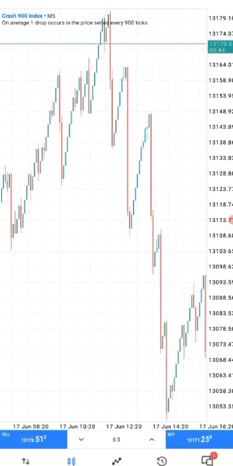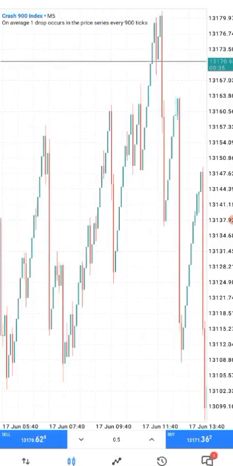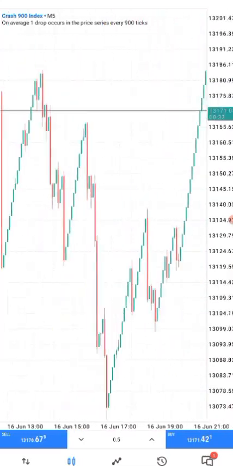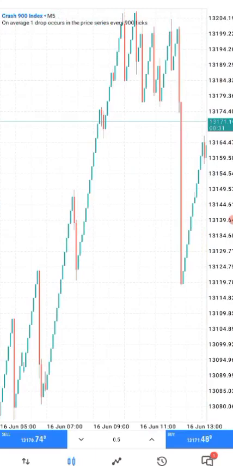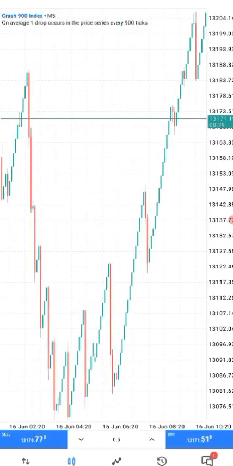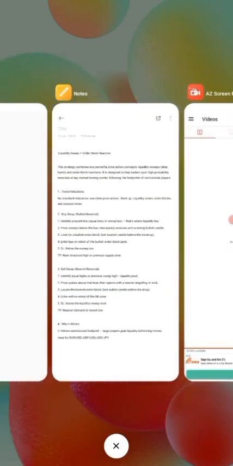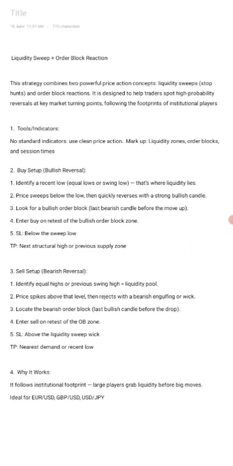You can use any time frame. If it is on synthetic indices, I would choose to use my 5 minutes and 15 minutes time frame, while for currency pairs, you can use 15 minutes or 30 minutes time frame. But all I want you to do is understand this. Now let's check my material. I have to write this down.